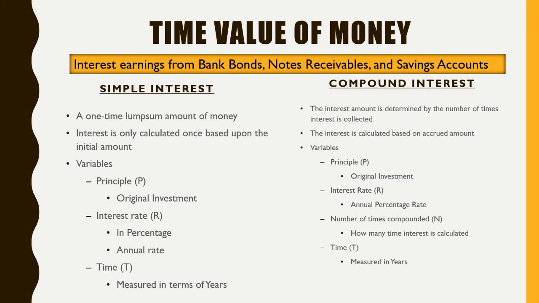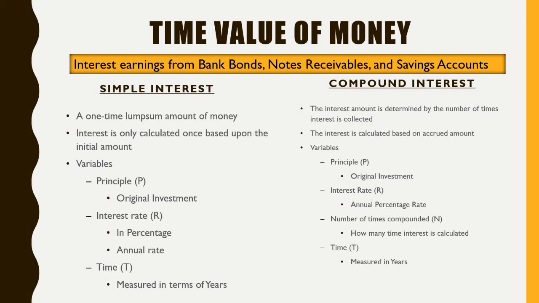Simple interest is usually when interest is only calculated once, meaning you have a lump sum of money and you calculate the interest only once. A common example of simple interest would be something like a bank bond, where you invest money and at the end of X amount of years, that's what you claim, at the end of 5 years.